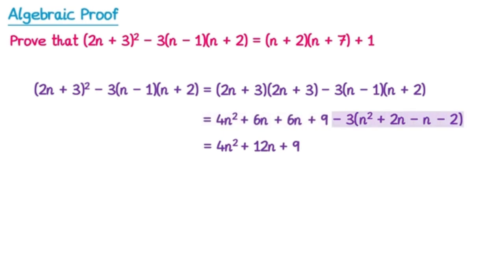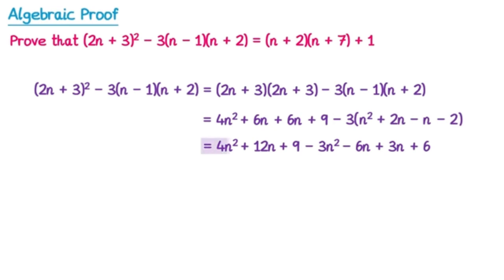But for this part here, we're now going to multiply that entire bracket through by negative 3. So it's negative 3 times n squared, or negative 3n squared, negative 3 times positive 2n, so negative 6n, negative 3 times negative n, and two negatives multiplied gives a positive, so positive 3n, and negative 3 multiplied by negative 2, so positive 6.